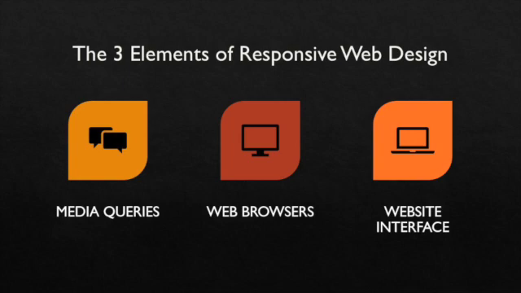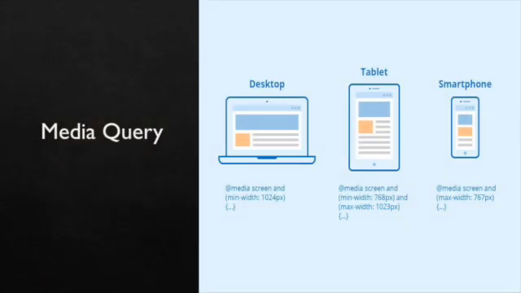There are three main elements to responsive web design: the media query, web browsers, and website interface. Media query is a part of CSS3, which is the latest version of CSS. Media queries allow web content to adapt to screen sizes, resolutions, and even orientation.